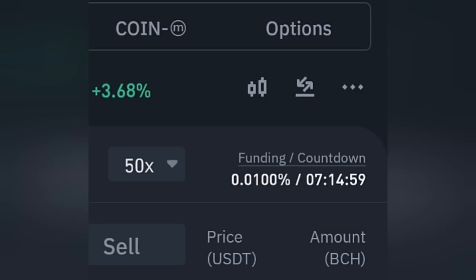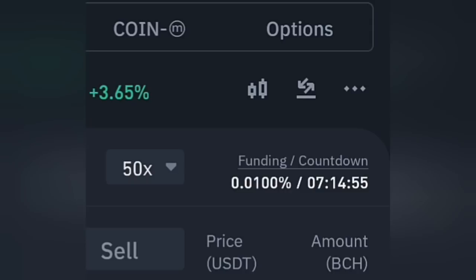Now, what the countdown means is that there are 3 times at which you pay fees in a day. Understand? Now, since we are in Nigeria, the 3 times are 1 a.m. in the morning, 9 a.m. in the morning, and 5 p.m. in the evening. So these 3 times are the times at which you would be either funded or deducted in fees. Understand? So when you are trading Binance futures, you pay fees or the fees get paid to you.